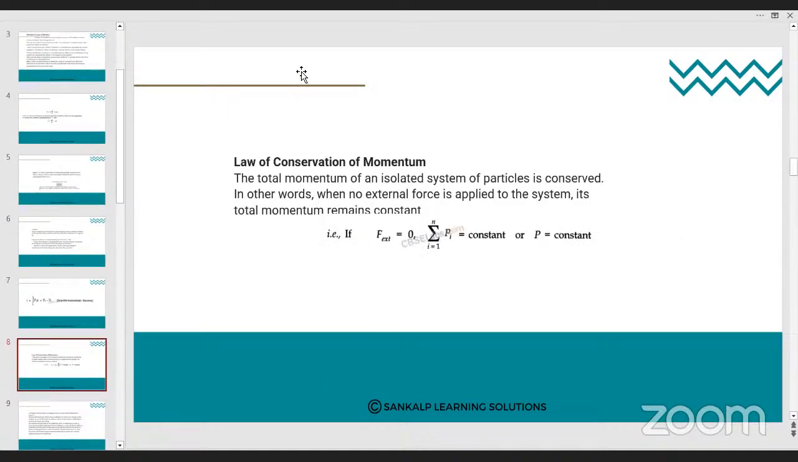The next point is the law of conservation of momentum. Here we are not seeing the proof, just the law we will discuss. In an isolated system, the total momentum of a particle is conserved. That means, in an isolated system, there are no external forces acting on the body.